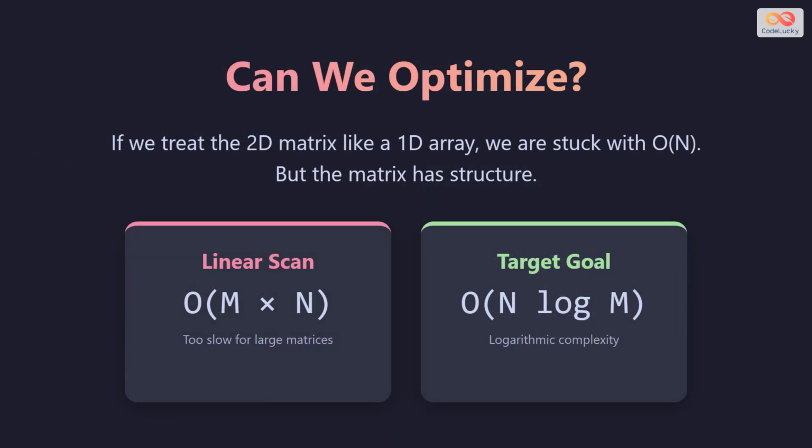For very large matrices, visiting every cell is too slow. We want something faster than O of m times n, and our goal is to achieve a logarithmic time complexity, specifically O of n log m or O of m log n, and this suggests we need a variation of binary search.